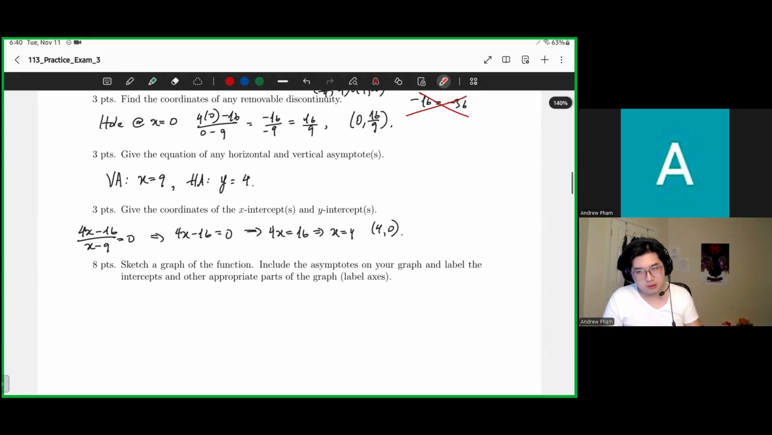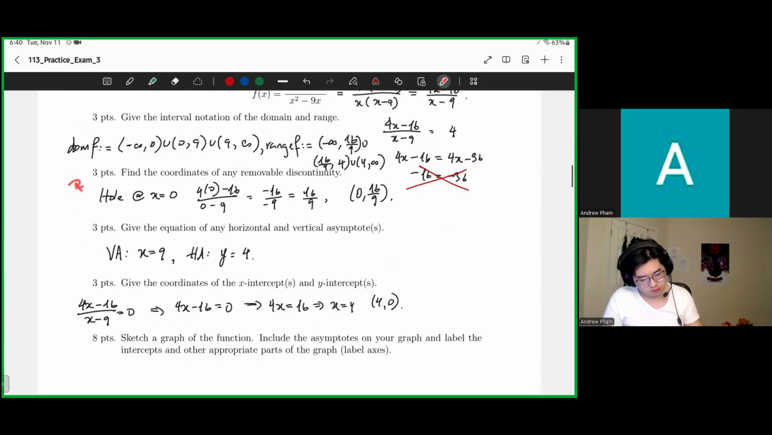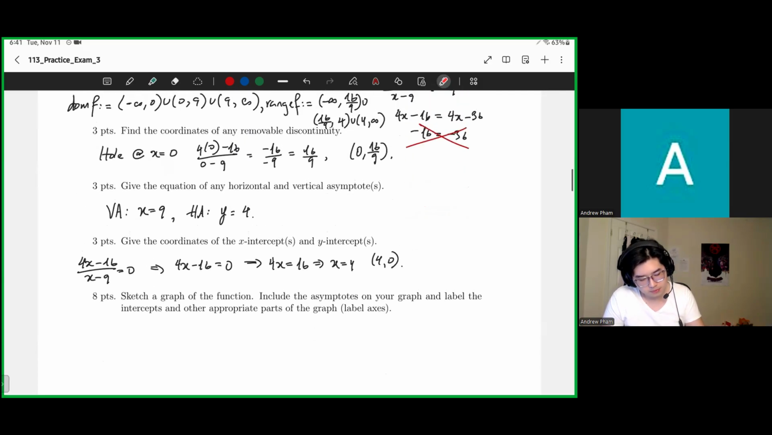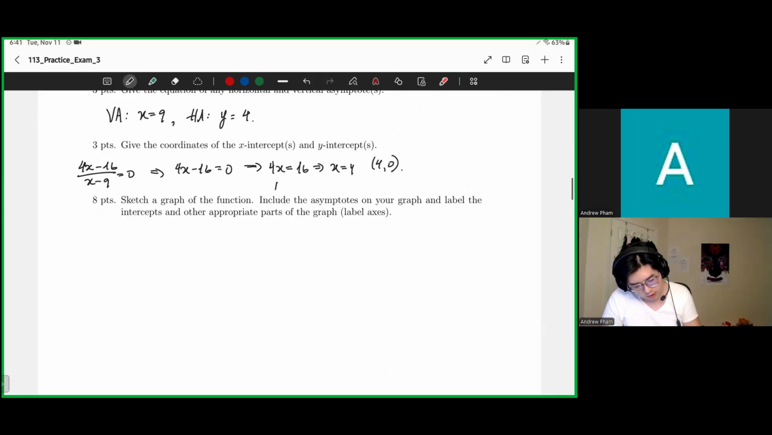As for the y-intercept, by definition, that's when x is equal to 0. But as you look back up at number 2, you have a hole at x equals 0. So there's no y-intercept because that's where you have a hole. By definition, the y-intercept is defined when x equals 0, but since I have a hole here, there is no y-intercept.